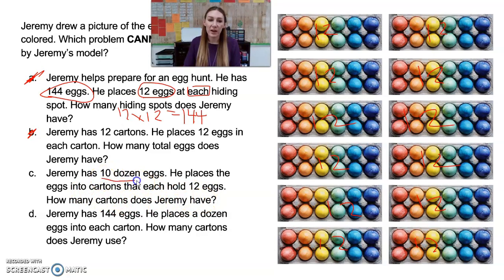So Jeremy does not have 10 dozen. How many did we count? We counted 12. 12 dozen eggs we counted. So I'm going to mark that as a maybe because I don't think that's going to work, but I'm going to check letter D just to be sure. Letter D reads, Jeremy has 144 eggs. He places a dozen eggs into each carton. How many cartons does Jeremy use? So we know we have a total of 144. They are broken into groups of a dozen or 12. So that word problem would work. So it looks like answer choice C is actually the correct answer.